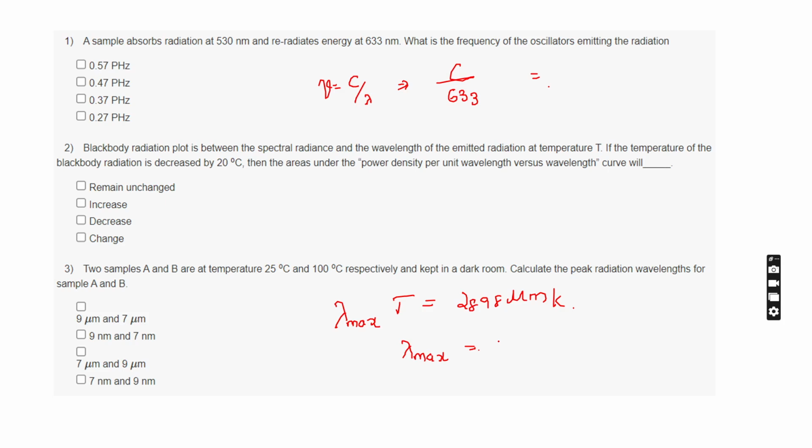Ma'am, option A, 9 and 7. That is the correct answer.